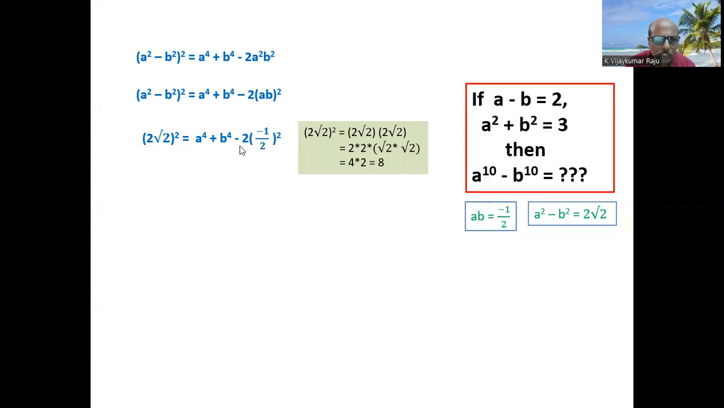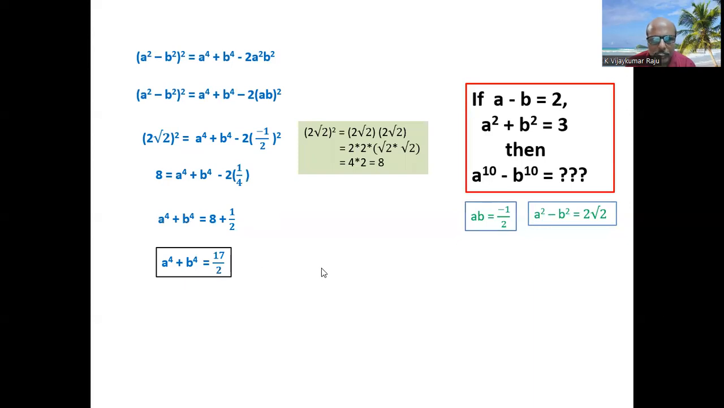So it will be 8 is equal to a raised to 4 plus b raised to 4 minus 2 into 1 by 4. You can cancel the 2s, it will be 1 by 2 only here. Minus, take it to that side, it will become plus. So it will be a raised to 4 plus b raised to 4 equals 8 plus 1 by 2. If you take LCM, we get 17 by 2. So this is the third value which we have calculated. Let's put it here again.